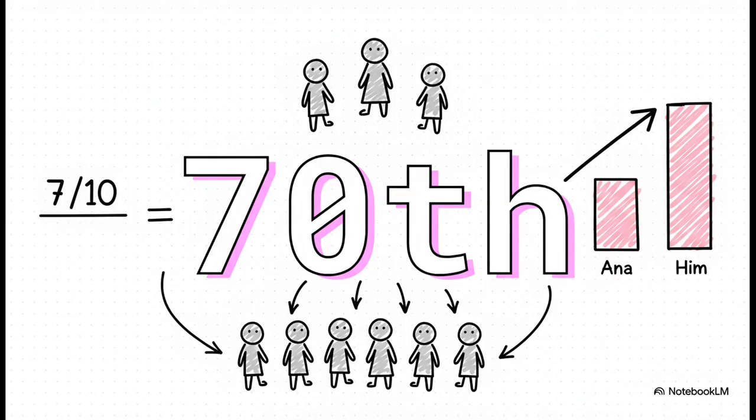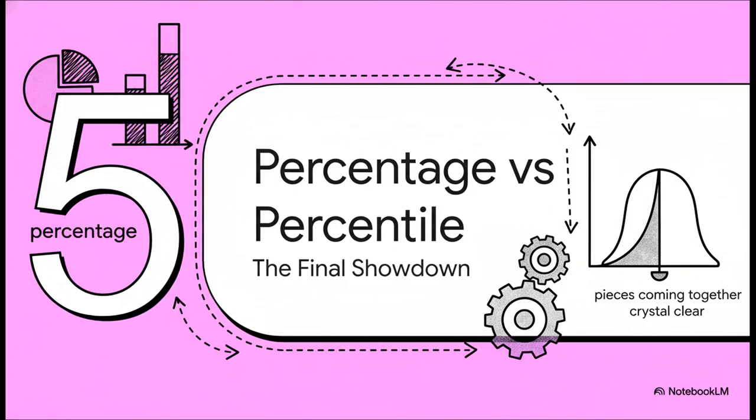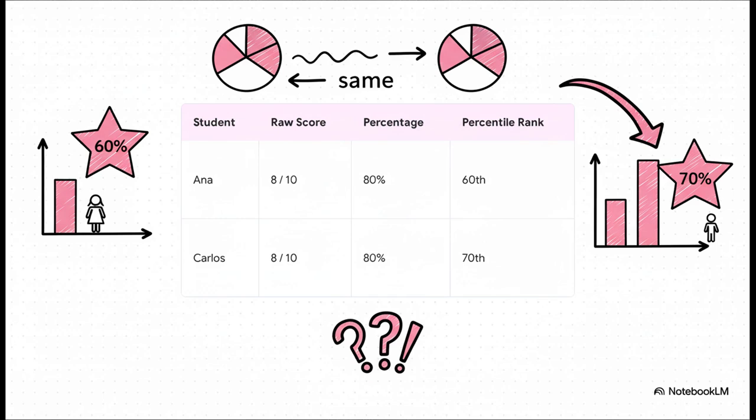Well, if we do a quick count, we can see there are 7 scores below his. 7 divided by the 10 students in the class, that puts him at the 70th percentile. So think about that. He and Anna got the exact same 80% score, but he's ranked 10 percentile points higher. Okay, let's wrap this all up. Time to put these two ideas head-to-head for the final comparison. This is where it all clicks into place. I mean, this table just says it all, doesn't it?